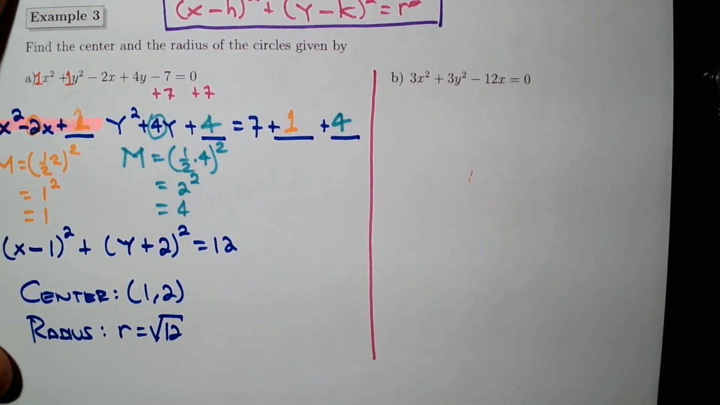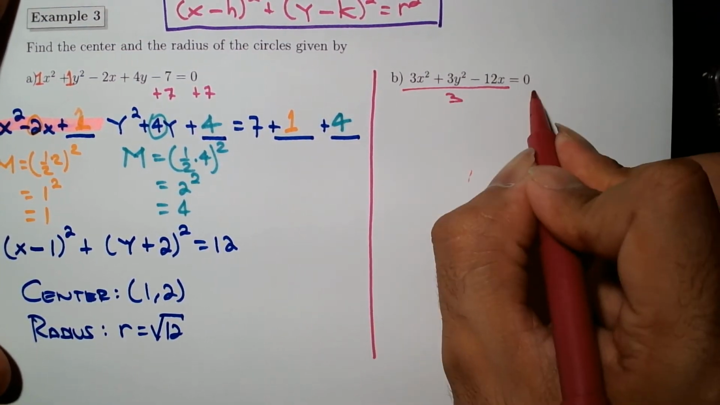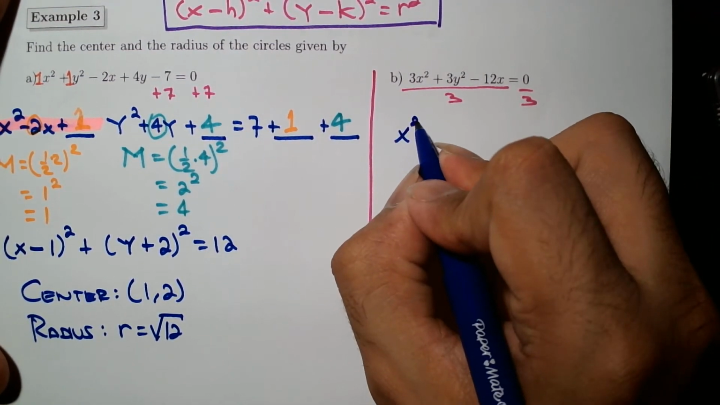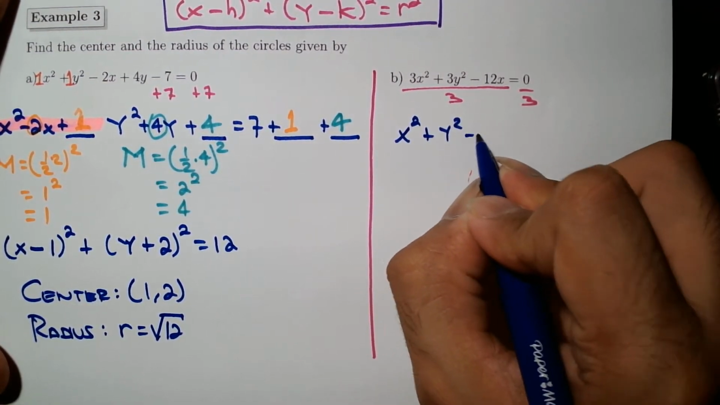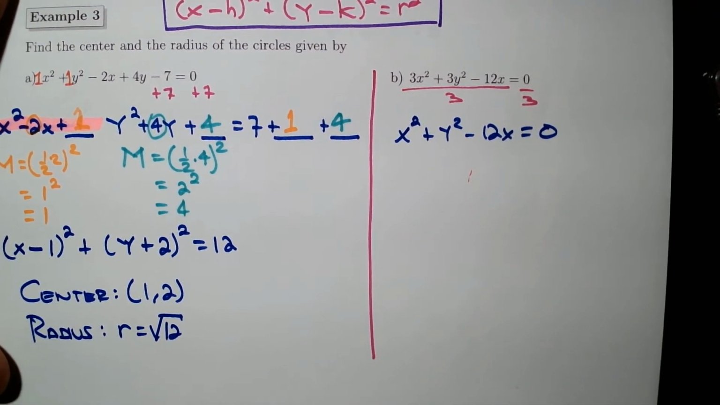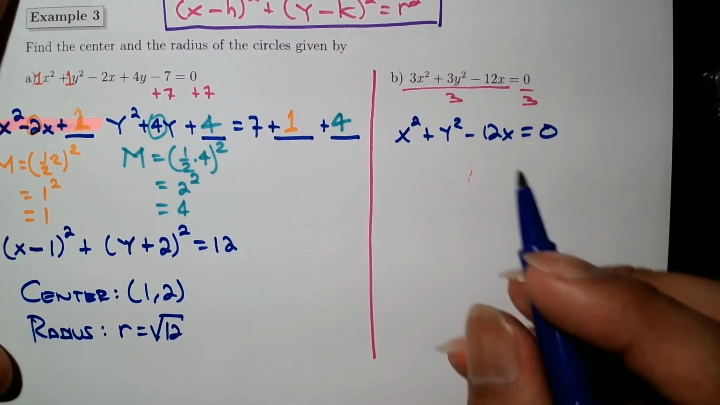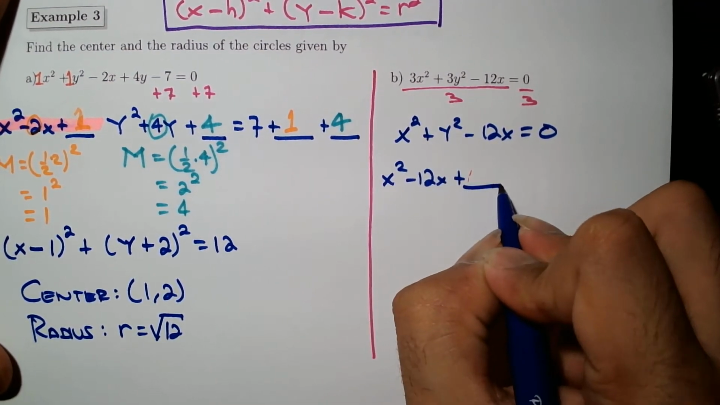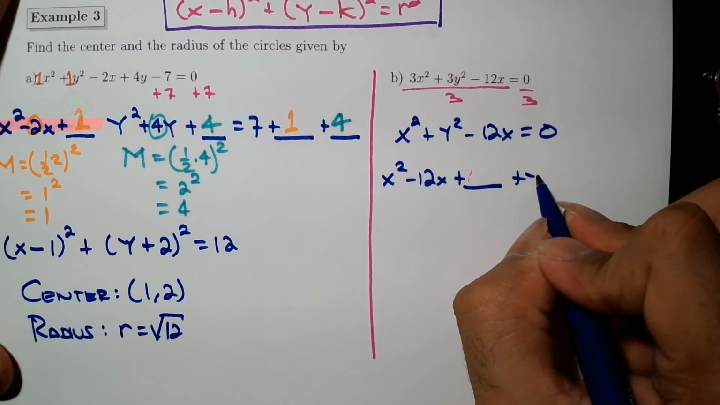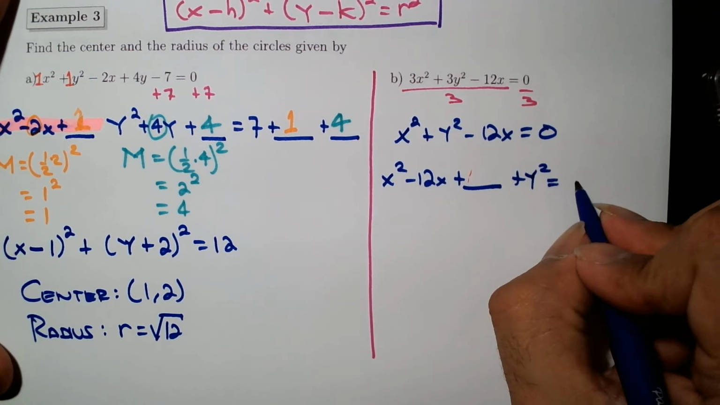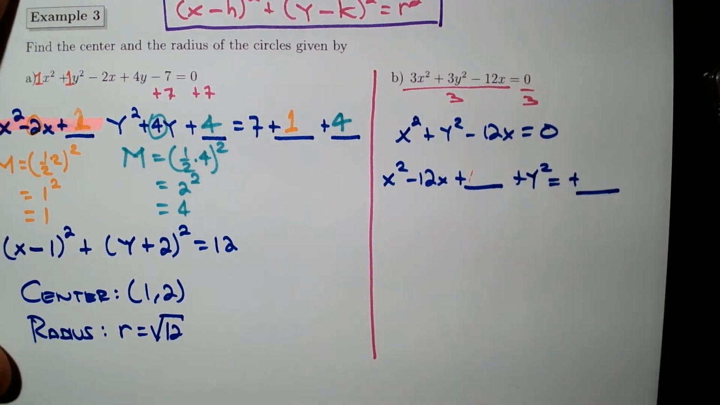So what I am going to do here is divide both sides by 3 to get those simplified. That's going to give us x squared plus y squared minus 12x equals 0. Now this time I'm going to group the x's with x's. X squared minus 12x plus some number to complete the square, plus y squared equals, if I add a number here, then I have to add it over here as well.